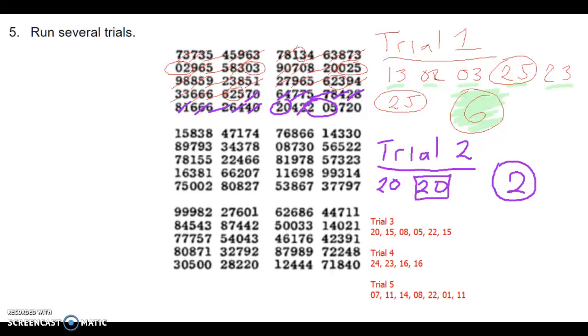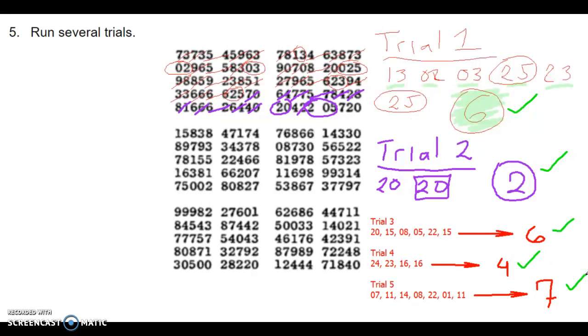So in trial 3, I ended up with a response variable of 6. And then in trial 4, I ended up with a response variable of 4. And in trial 5, I ended up with a response variable of 7. You can see them there. So there are my 5 trials. So my 5 trials were 6, 2, 6, 4, and 7.